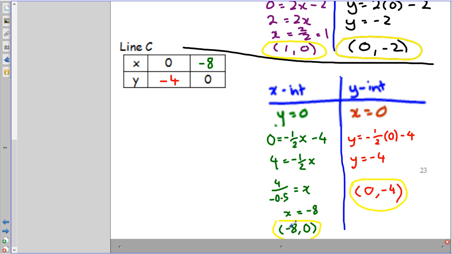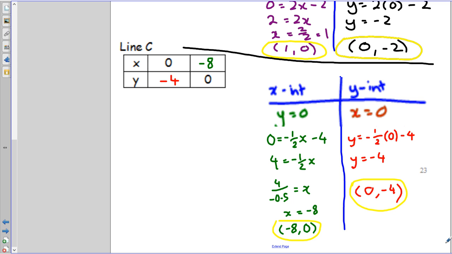The y-intercept you substituted in x equals 0. So y equals negative a half 0 minus 4. And that becomes 0, of course, because anything multiplied by 0 is 0. Y equals negative 4, and here's that coordinate. Now what we're going to do is we're going to plot these 3 lines on the next page.